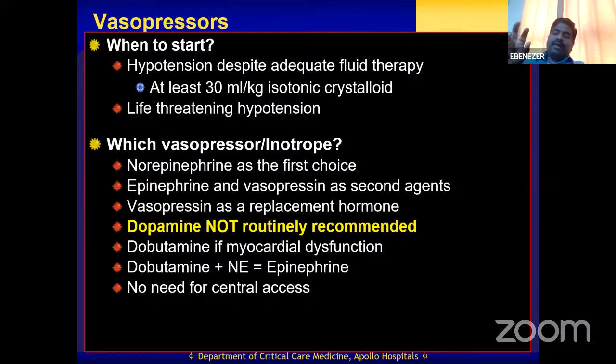Suppose the patient is having a cardiac problem, a poor LV. In spite of that, there is an additional insult of a septic insult. There is a myocardial dysfunction along with septicemia. Probably a dobutamine and norepinephrine combination could also be useful.